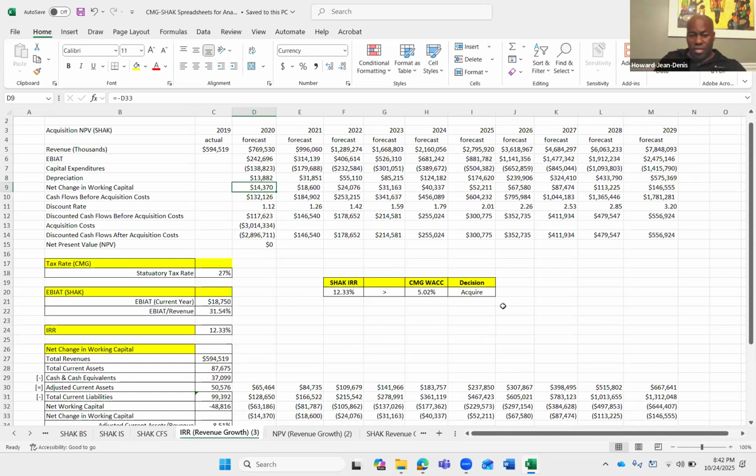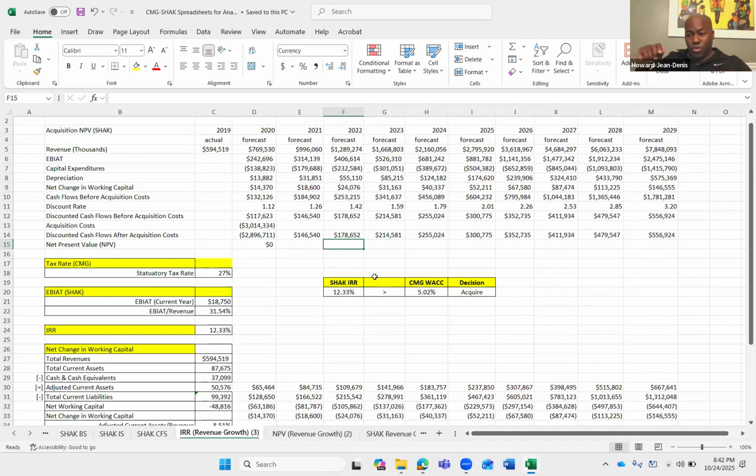I'll slow down and show you that the net present value here is zero, right? And the reason why it's zero is because if you look at the acquisition cost to buy Shake Shack, it is basically equal to all the cash flows, all these numbers put together, right? And that equals zero. And so for Netflix, that was not the case.